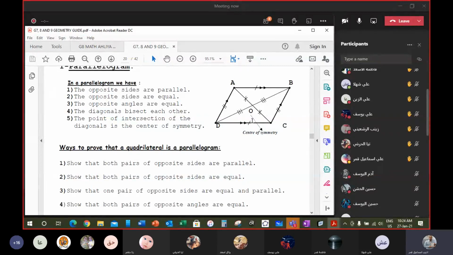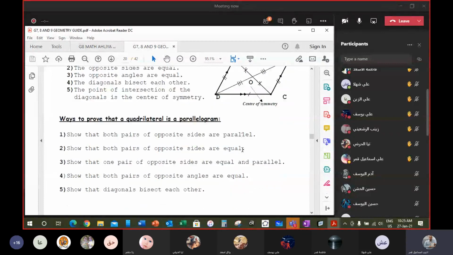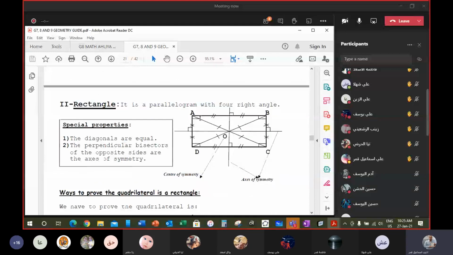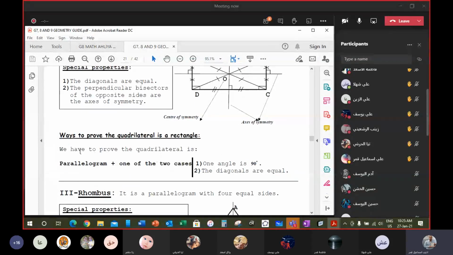The rectangle is a parallelogram with 4 right angles. It has all the properties of the parallelogram, and we add that it has 4 right angles. What distinguishes the rectangle from the parallelogram? The diagonals are equal, and the perpendicular bisectors of the opposite sides are axes of symmetry. Ways to prove a quadrilateral is a rectangle: first prove it is a parallelogram, then prove it has one right angle, or prove it is a parallelogram and then prove the diagonals are equal. First it is a parallelogram, then it becomes a rectangle.